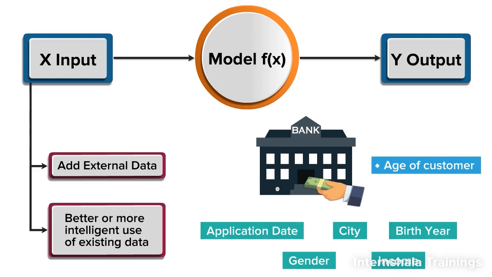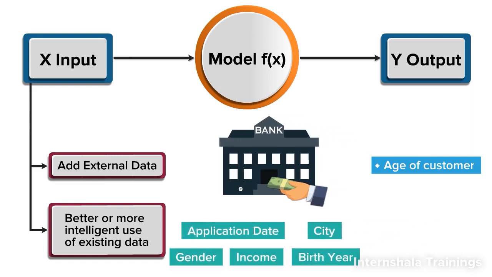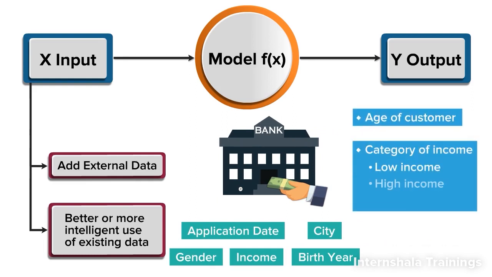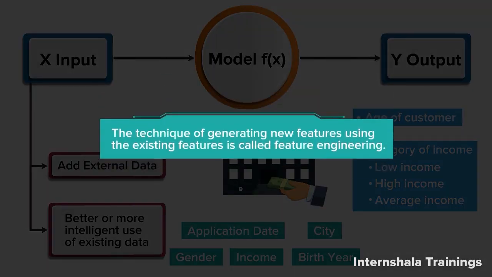We can also generate another new variable using existing income variable. Currently, income is a continuous variable and we can divide the income into different bands. For example, low income, high income, average income and so on. So in this case, you saw that we have used existing variables to generate new variables like age and income band. This technique of generating new features using the existing features is called feature engineering.